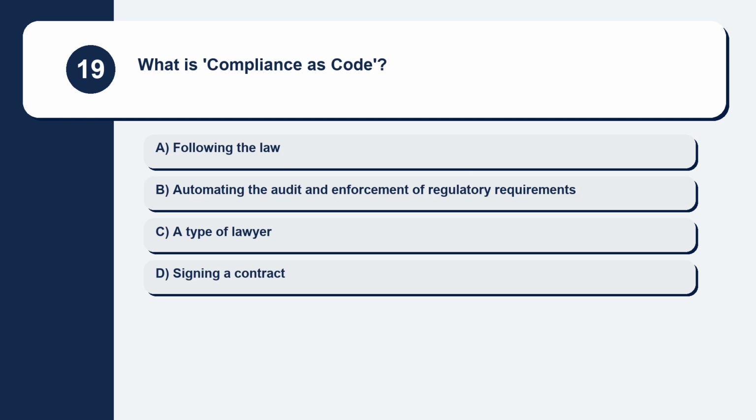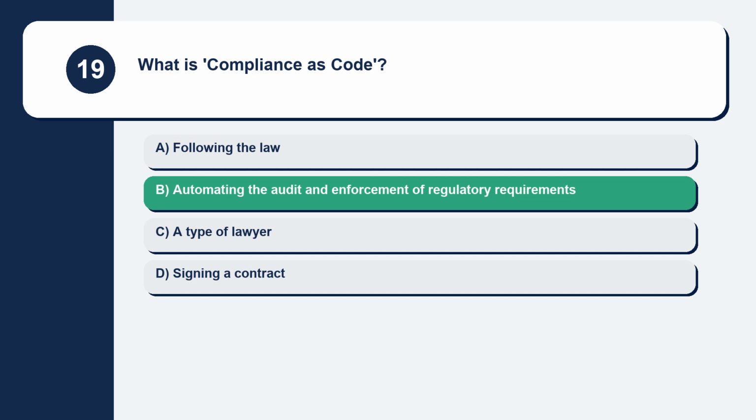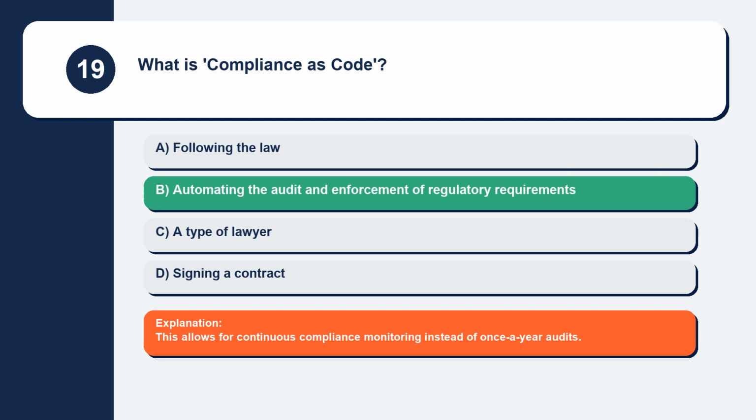Question 19. What is compliance as code? Following the law. Automating the audit and enforcement of regulatory requirements. A type of lawyer. Signing a contract. This allows for continuous compliance monitoring instead of once-a-year audits.